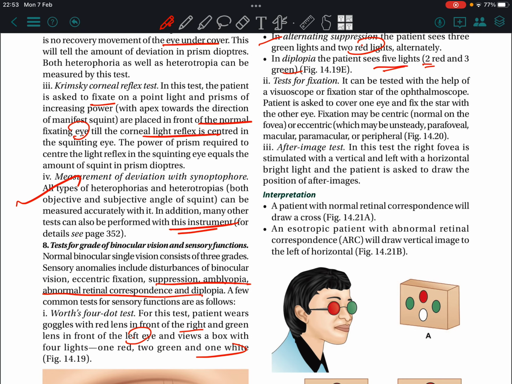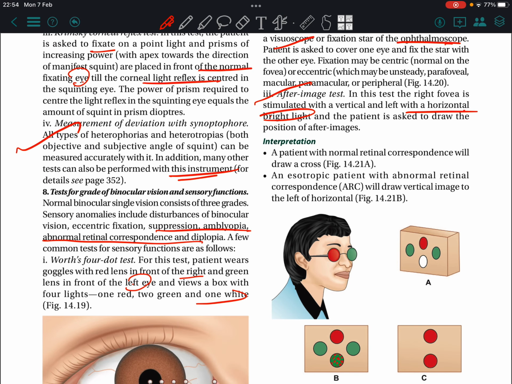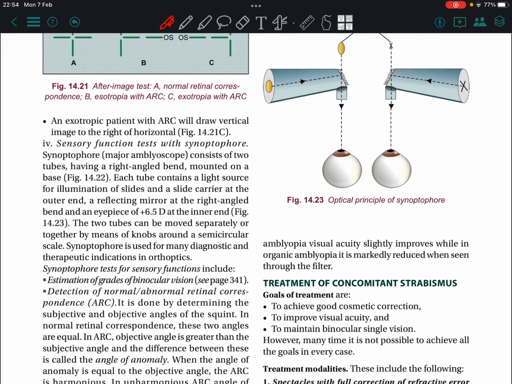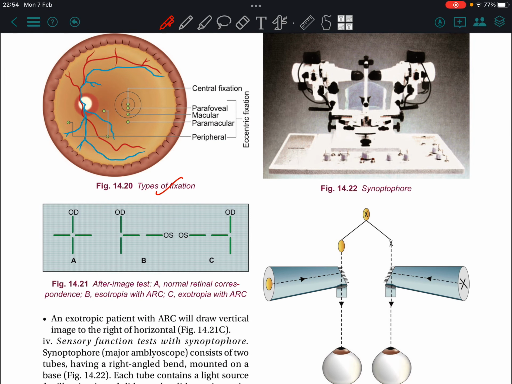Test for fixation: it can be tested with the help of a visuoscope or fixation through ophthalmoscopy. After image testing, the right fovea is stimulated with a vertical and the left with a horizontal bright light. Interpretation: a patient with normal retinal correspondence will draw a cross. An esotropic patient with abnormal retinal correspondence will draw the vertical image to the left of the horizontal. Types of fixation: central fixation, parafoveal, macular, paramacular, peripheral.